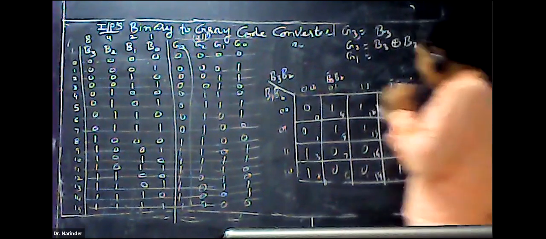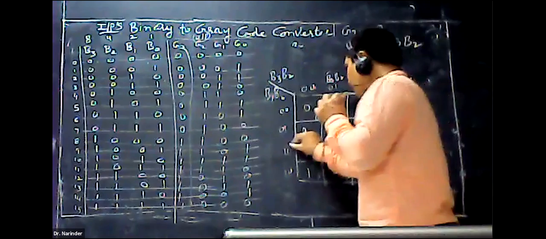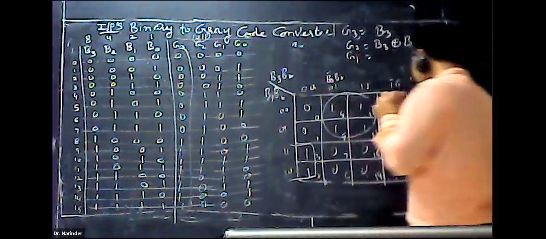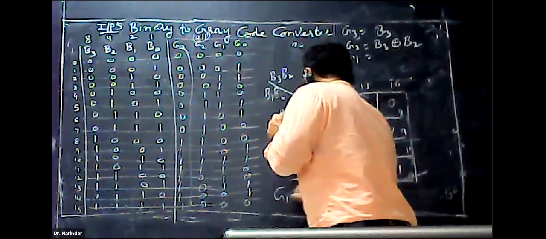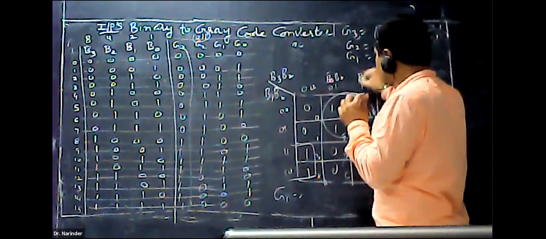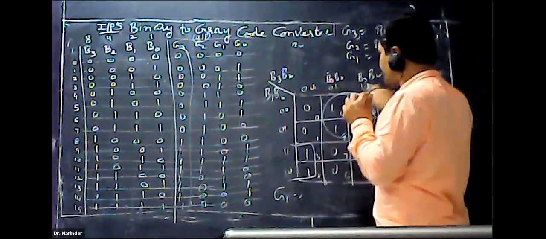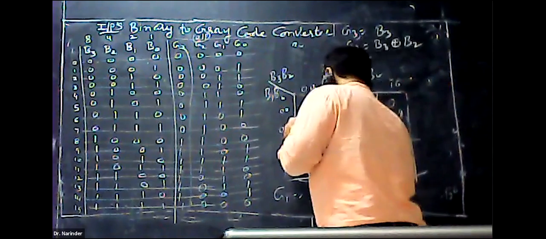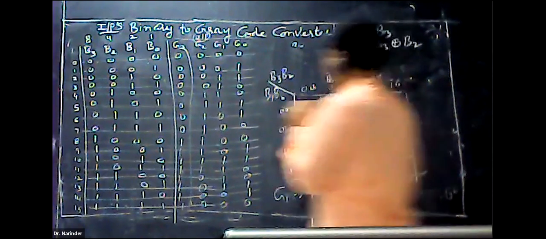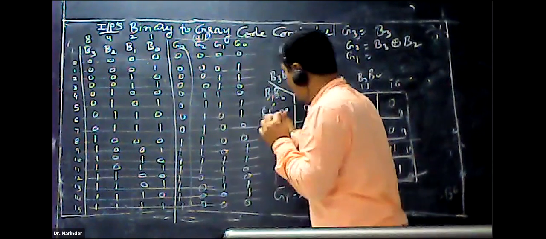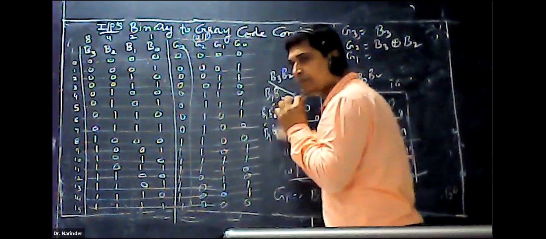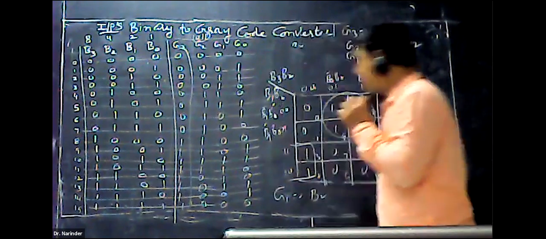So again, you will get one quad over here. By folding this, you can get another quad over here. This is for your G1. For this quad, which is common, B2, you will write B2. For this quad, B1 bar, B0 bar, B1 bar, B0, B1 bar, B0.